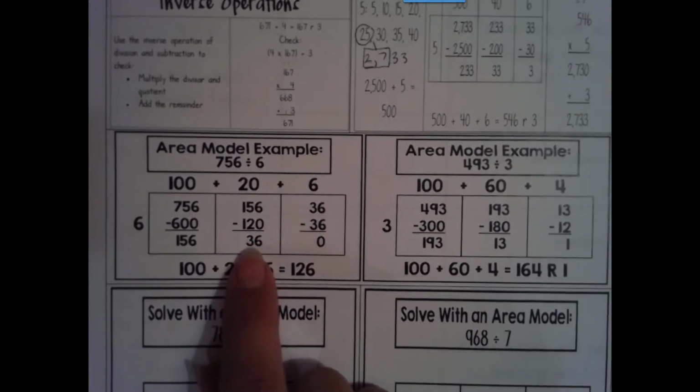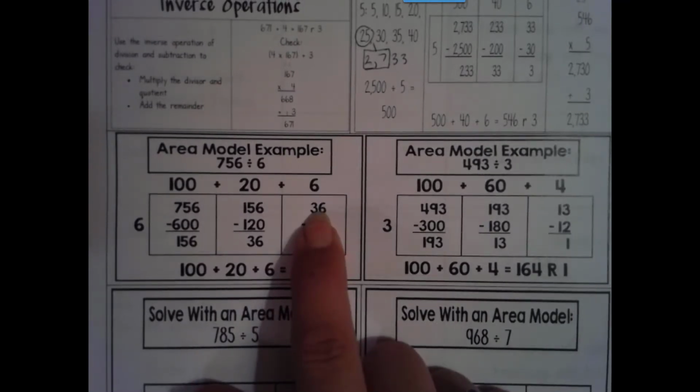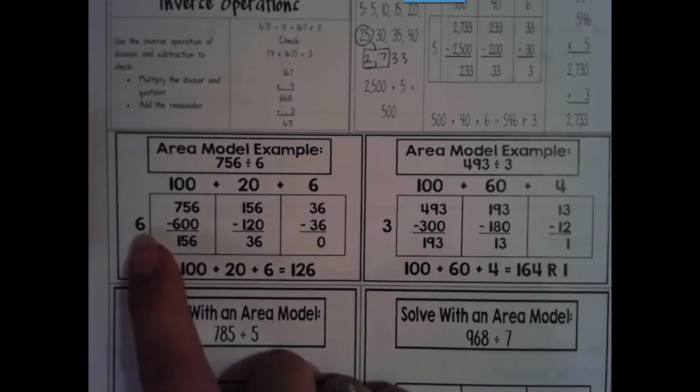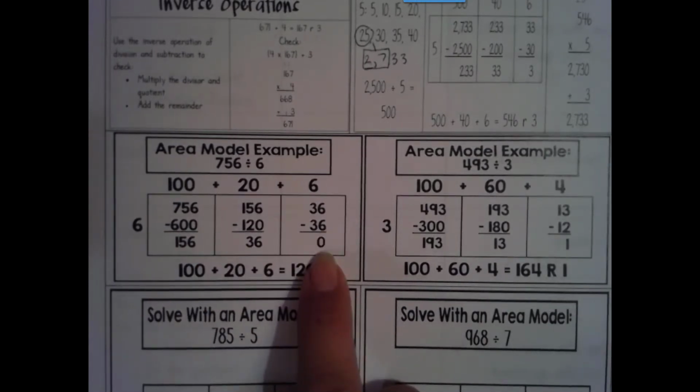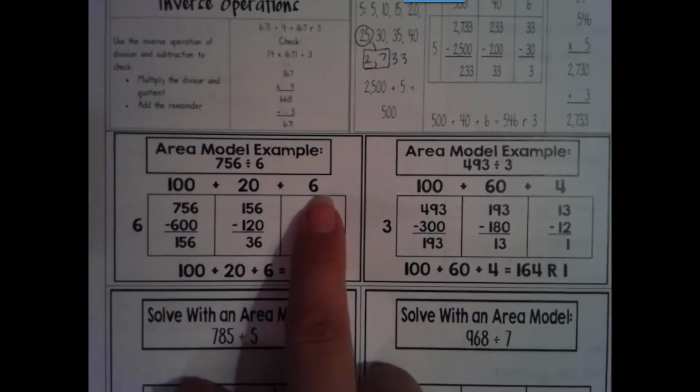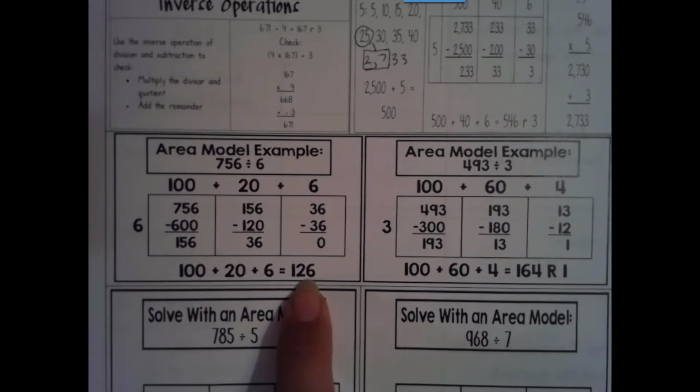I can take groups of 6 out of there, so I bring that up here. And I could take 6 times 6 is 36. I can take 36 out of 36 and I'm left with 0. When I get to 0, I'm definitely done. I add these partial quotients together and I get 126.